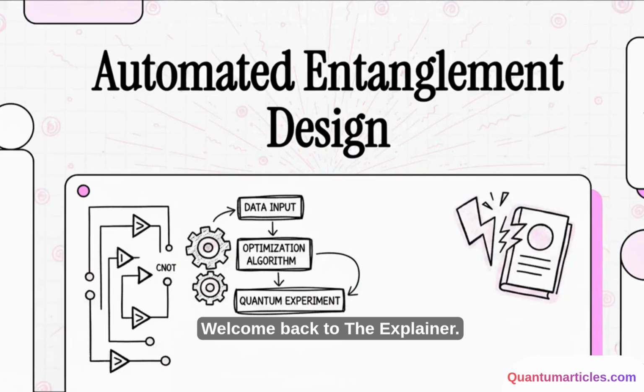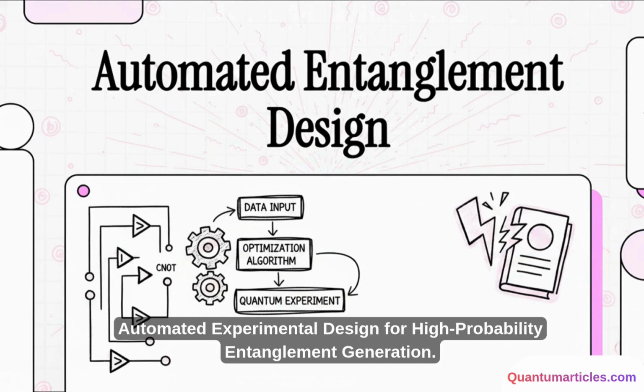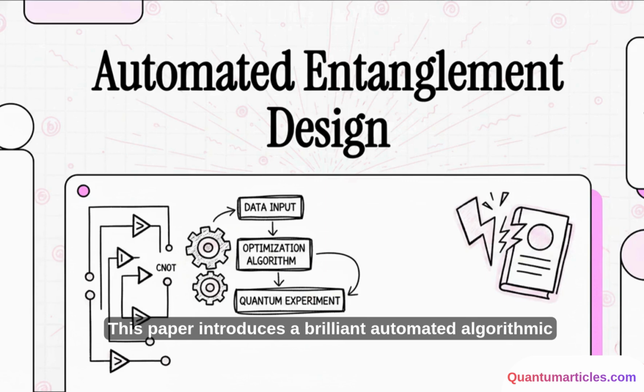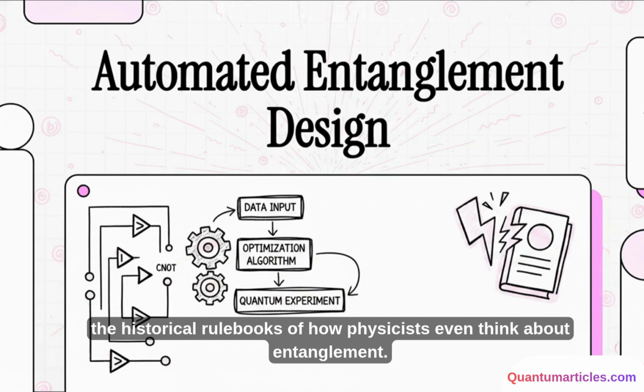Welcome back to The Explainer. Today, we are decoding some seriously cool research titled Automated Experimental Design for High Probability Entanglement Generation. This paper introduces a brilliant automated algorithmic approach that doesn't just improve quantum experiments, it completely challenges the historical rulebooks of how physicists even think about entanglement.